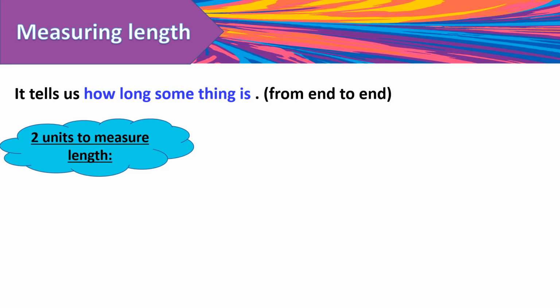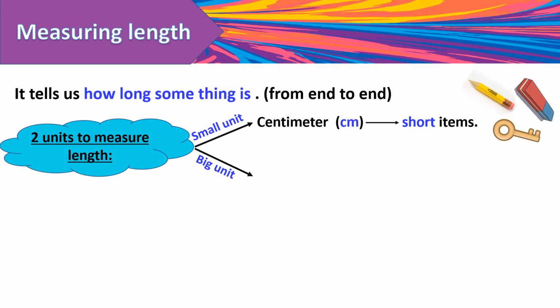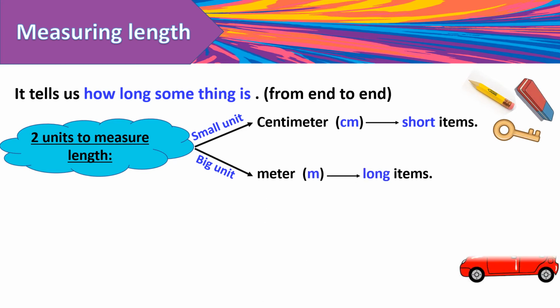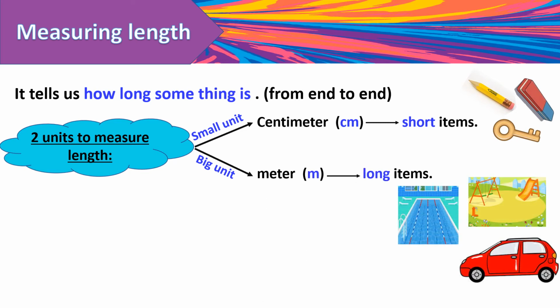We can measure length with 2 units, a small unit and a big unit. The smaller unit is the centimeter, and we can write the abbreviation for it, cm. It's used for measuring short items, like our pencil, our key, our eraser. And we can use the big unit, called the meter. A meter can measure long items, like our pool, our playground or park, our car. It's so long.